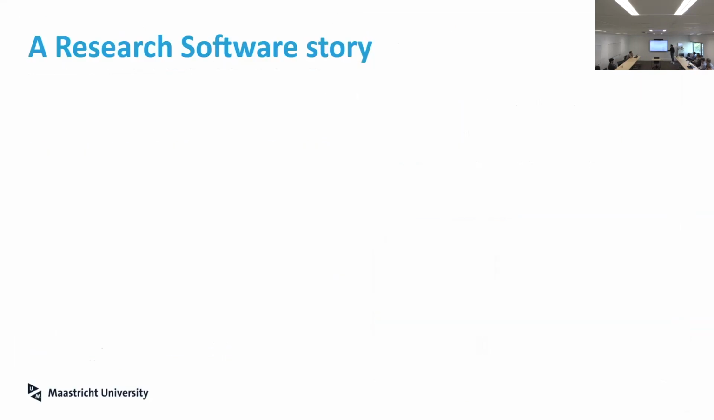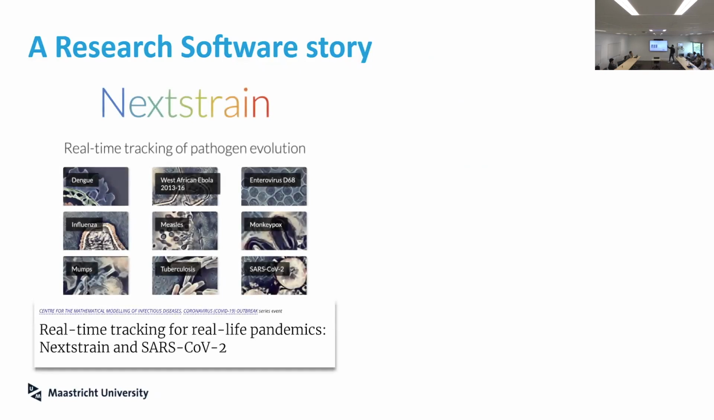But how do they do that? Right, so this is a research software story. They do that using this platform. It's called Nextstrain. This platform is a real-time tracker of pathogen evolution. It's one of the most popular platforms in, what do you say? Epidemiology. Thank you. And it's actually been doing this for a couple of years already with different types of diseases, right?